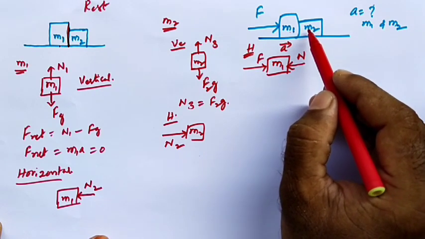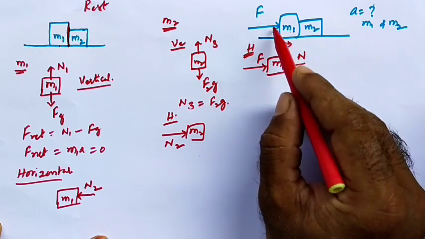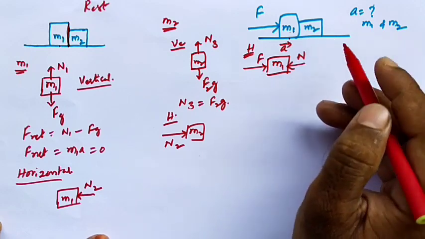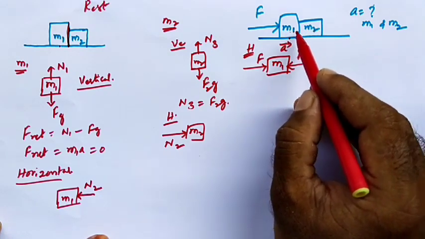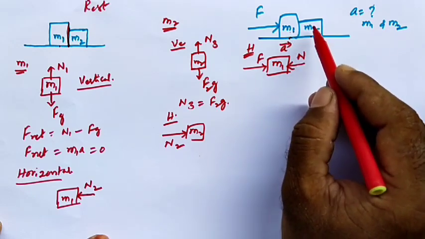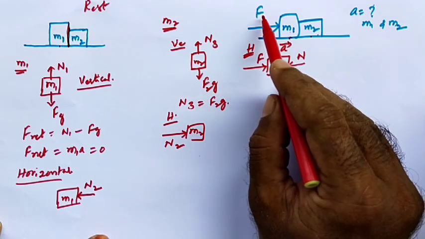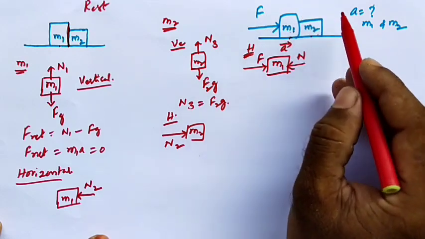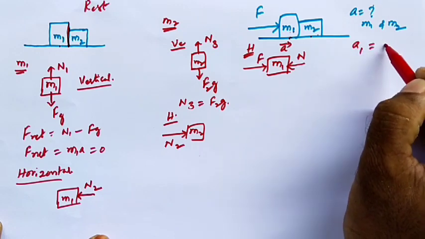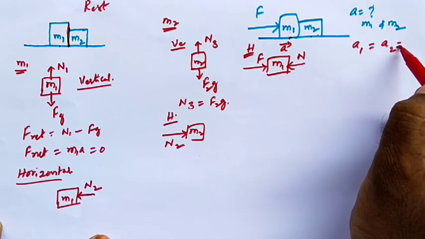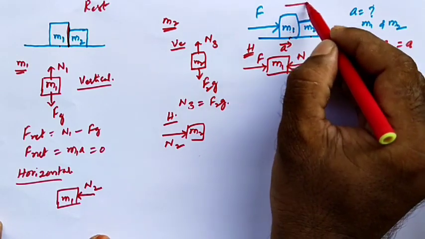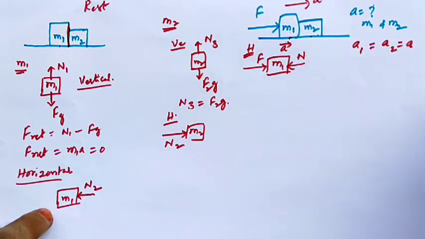As the two bodies are connected, listen carefully. As the two bodies are in contact with each other, whenever you apply a force F, the distance moved by M1 and M2 will be the same, because both are in contact. So when the distance moved by M1 and M2 is the same, by the application of the same force, the acceleration of M1 and M2 will be the same. So the acceleration of M1, a1, is equal to the acceleration of M2, a2, which is equal to a. This total system will have an acceleration of a.